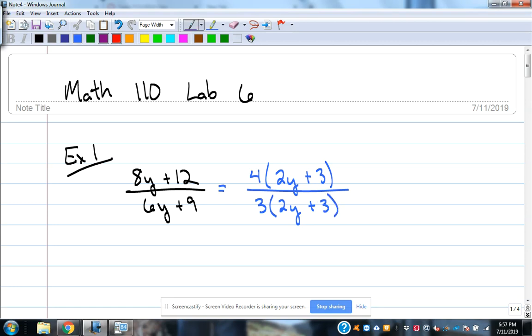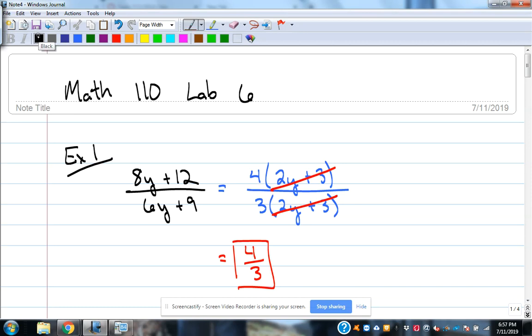And then once you have it factored, you want to cancel out matching factors. So 2y plus 3 cancels out a 2y plus 3. And our final answer is 4 over 3 for that example, simplified into lowest terms.